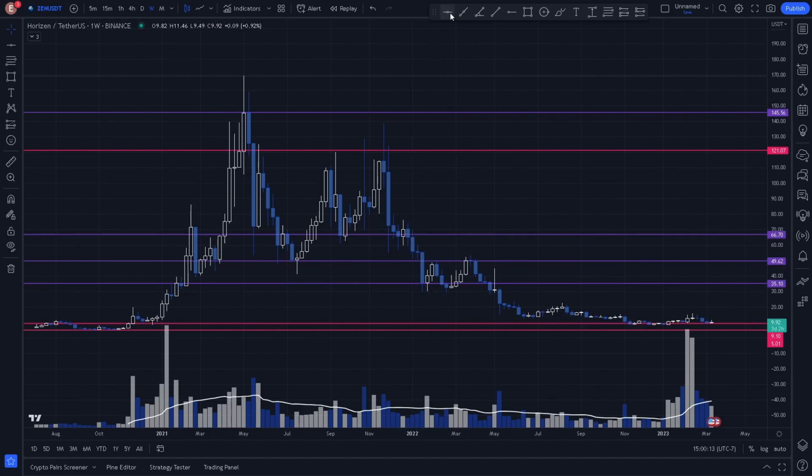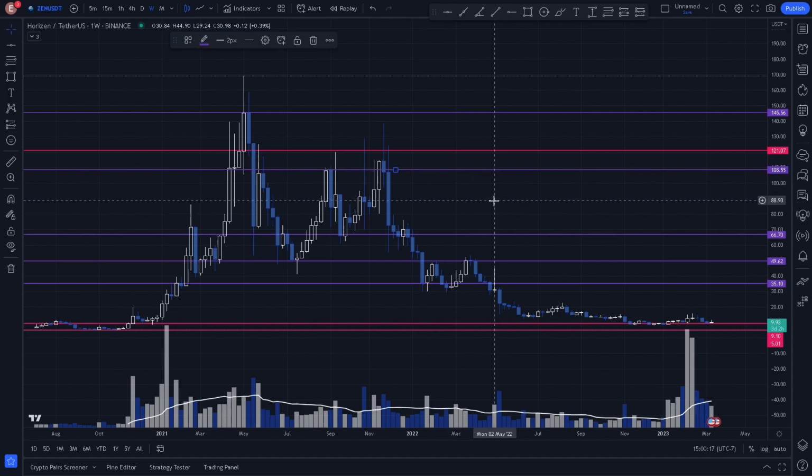Now, let's go ahead and plot a key level right here, where we see multiple reactions acting as resistance, resistance, resistance, and over here we see a little bit of support.